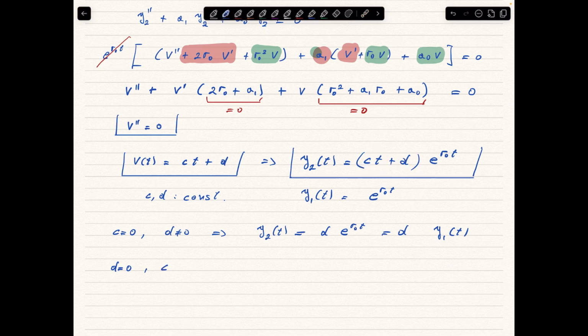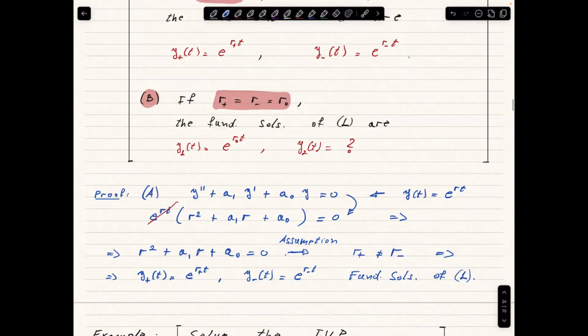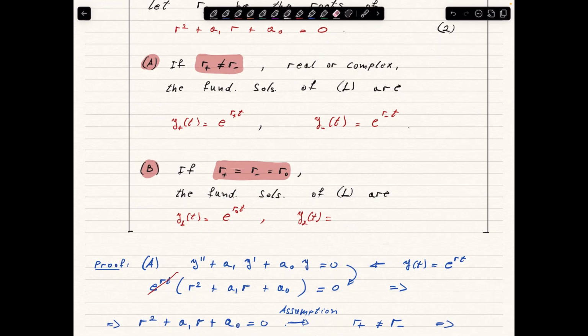And let's say c equals 1 to choose the simplest solution. Here we have y2 of t is t exponential r0t. That is our second solution that is not proportional to the first, because this is not a proportionality factor. This is a function that changes in time. It's not a constant. So y1 and y2 are fundamental solutions. Now we can go back all the way to the theorem and write what goes here. What goes there is t exponential r0t.